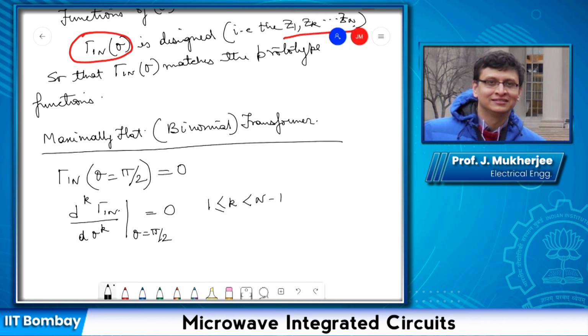so that's why it's called maximally flat. This maximally flat implies that not only is the function gamma in at theta equal to pi by 2 equal to 0, but also all its derivatives till the n minus 1th order are also 0 at theta equal to pi by 2. So let me show you how this maximally flat function looks.